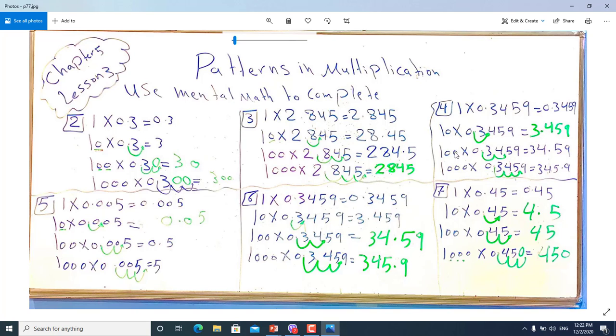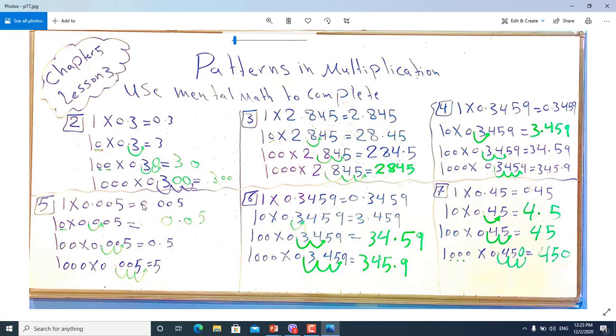And if you multiply by 100, we have two zeros. We move two places to the right, 1, 2, so it takes place between 4 and 5. It will be 34.59. If you multiply with 1000, we have three zeros. We move 3 places. 1, 2, 3. It takes place between 5 and 9. So it's 345.9.